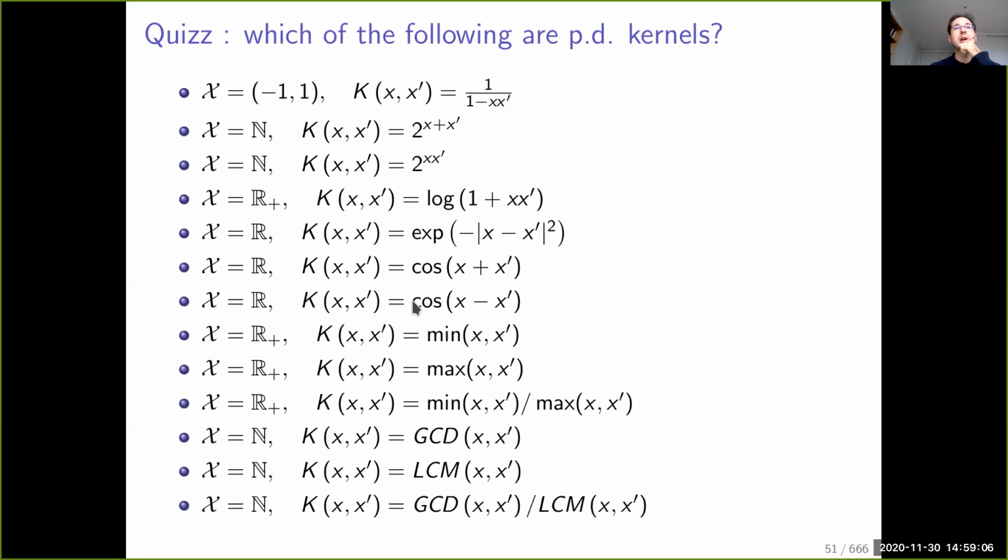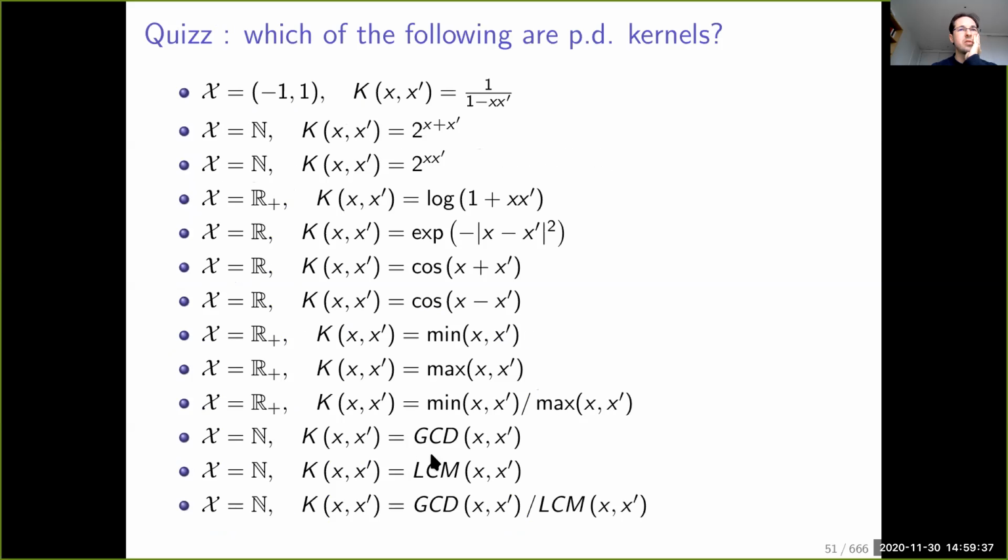We see that we have trigonometric functions. We have here some min and max functions, here the min over the max. Here we have what we call the Gaussian kernel, simply for real values. So you should know already that this is a positive definite kernel. Now the question for you is, what is the simplest proof you can find to tell me that this is a positive definite kernel? Quite interestingly, there are kernels at the bottom.